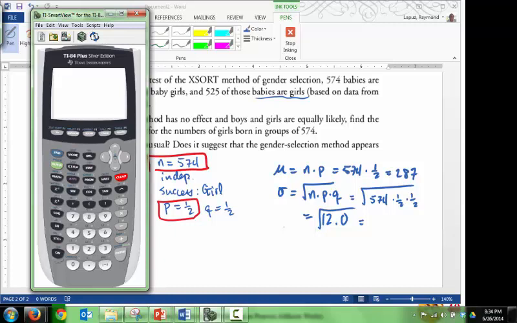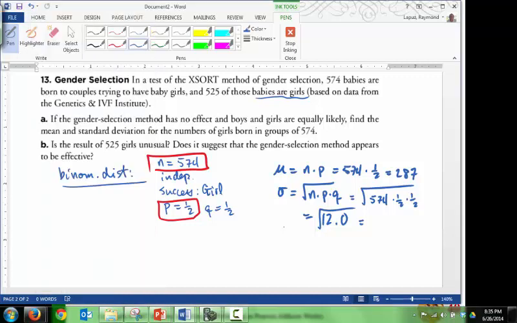So I got 574 times 1/2. I'll just put 0.5 here so I don't have to mess with fractions. Times 0.5. And then I want the square root of that. That looks right. Square root. So second function and this thing, square root of the answer. Yeah, so 12.0 is my standard deviation.